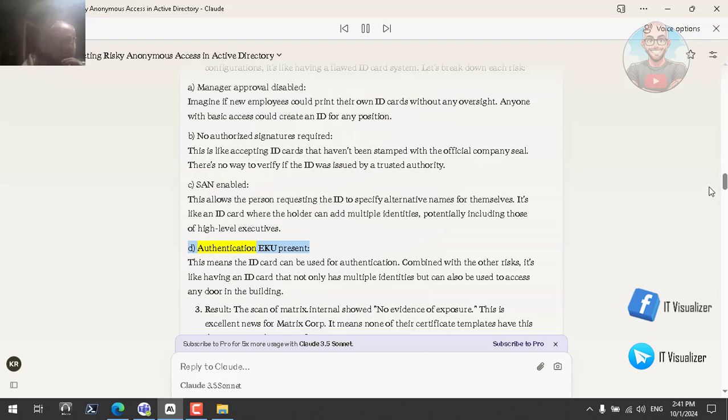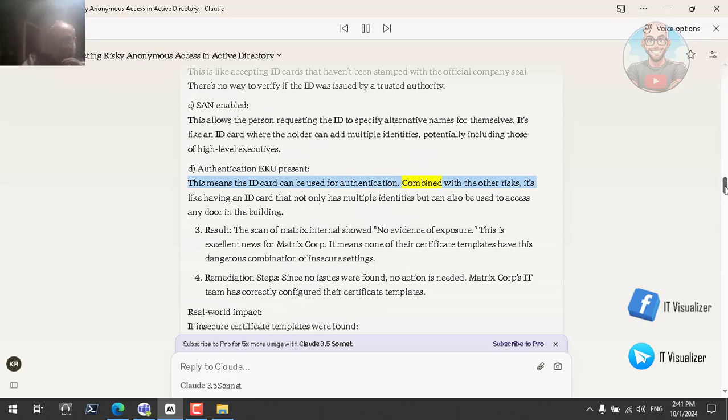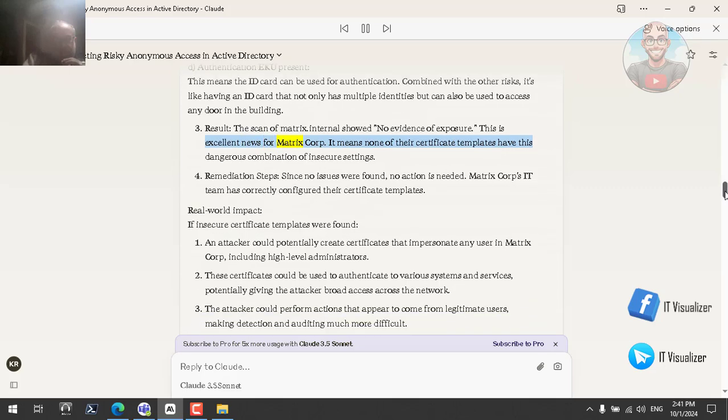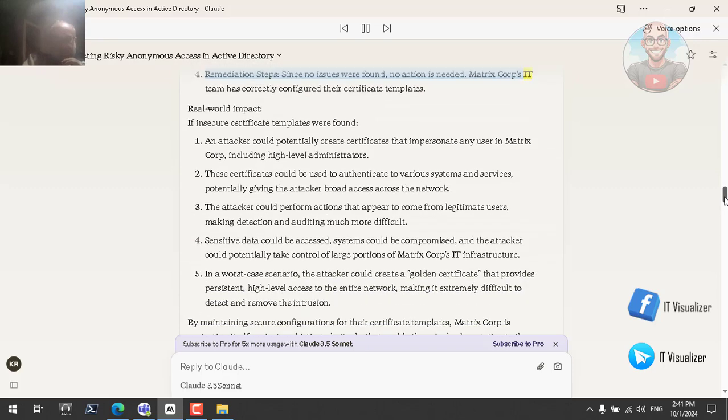D. Authentication EKU present. This means the ID card can be used for authentication. Combined with the other risks, it's like having an ID card that not only has multiple identities, but can also be used to access any door in the building. Result: the scan of Matrix.internal showed no evidence of exposure. This is excellent news from Matrix Corporation. It means none of their certificate templates have this dangerous combination of insecure settings. Remediation steps. Since no issues were found, no action is needed. Matrix Corp's IT team has correctly configured their certificate templates.